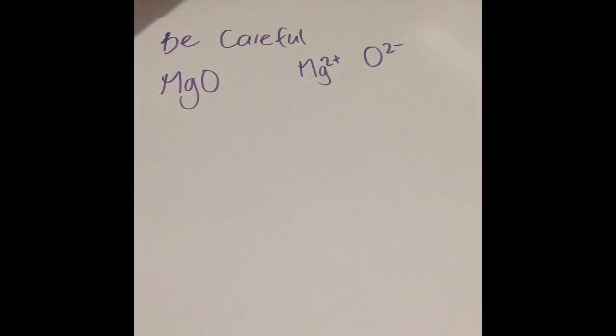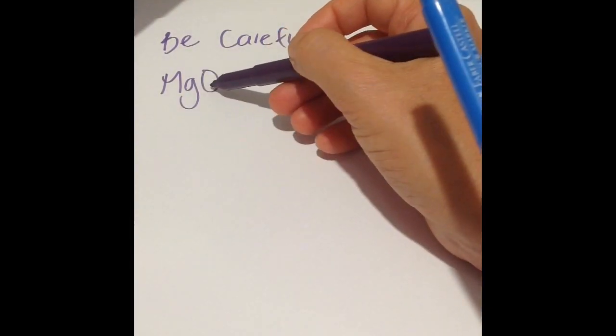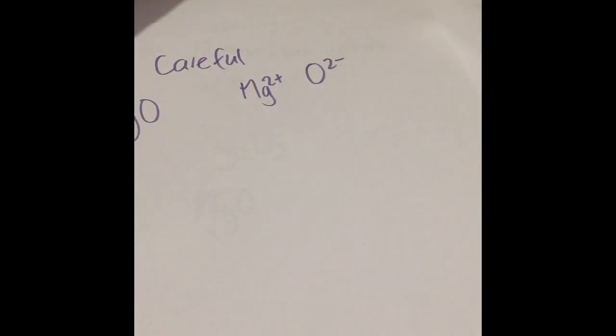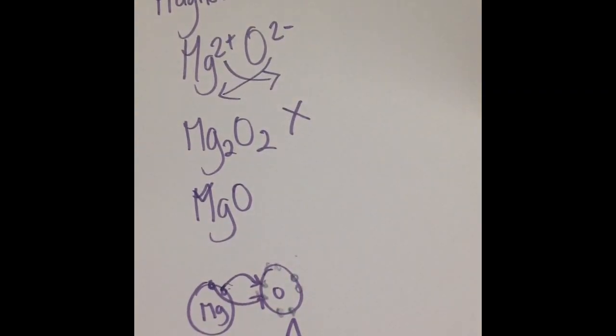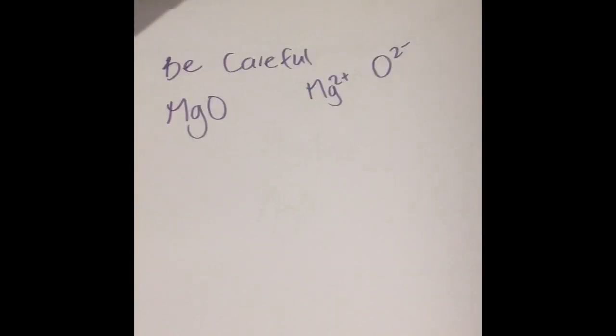Something to be careful about is adding the little subscripts when you can't. Magnesium oxide has got one magnesium and one oxygen. It just has, and we saw why in the previous video. So go back and look at the previous video if you want to know why magnesium oxide is MgO. So it's MgO, and we can't change that.